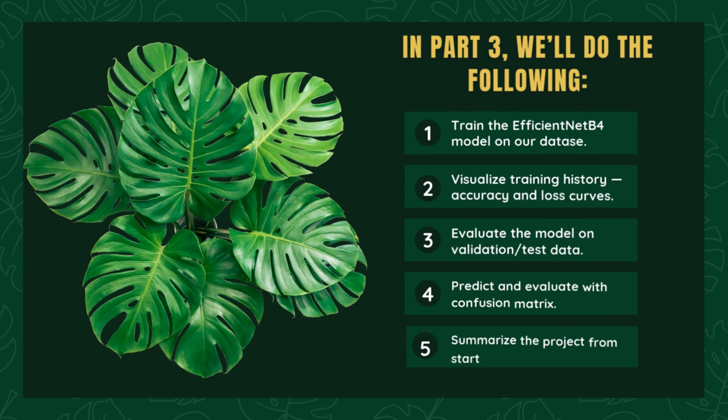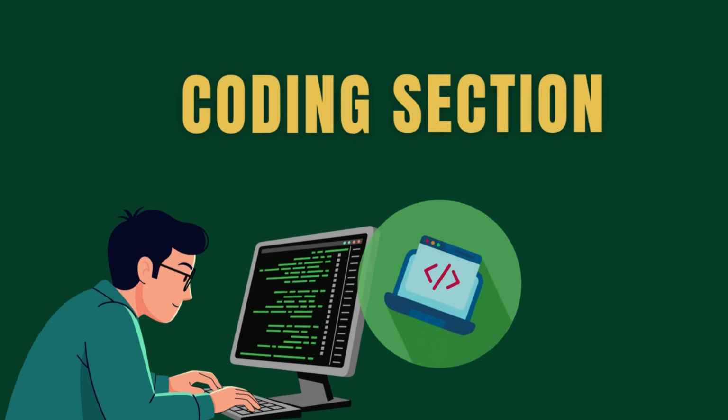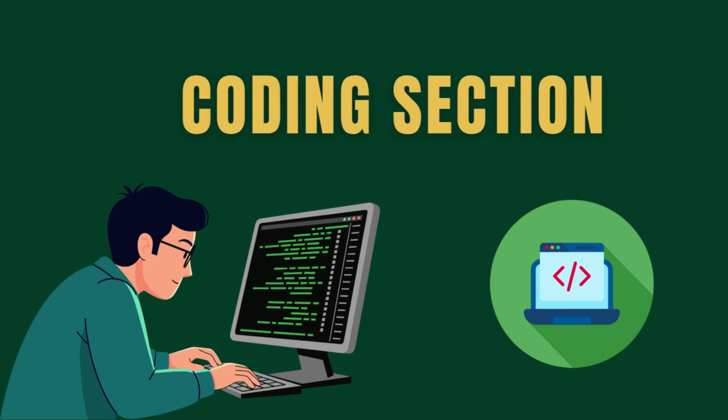Today in Part 3, here's what we'll do. Train the EfficientNetB4 model on our dataset. Visualize the training history, accuracy, and loss curves. Evaluate the model on validation test data. Predict and evaluate with a confusion matrix. Summarize the project from start to finish. Let's move on to the coding section.